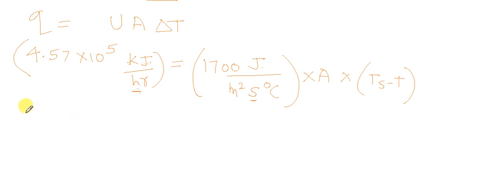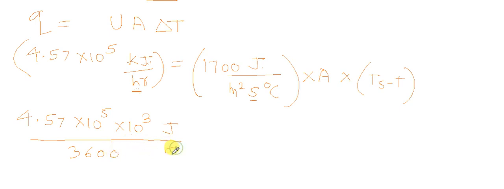Therefore I write here, please concentrate. What am I writing? 4.57 into 10 raised to 5 into 10 raised to 3. So when I multiply by 10 raised to 3, that becomes joule. Similarly, instead of hour I am now writing seconds, so that is 3600 seconds, because 1 hour is equal to how many seconds? 3600 seconds. So I get joule per second here. Okay. So now unit matching. 1700 joule per meter square per second per degree Celsius into area.